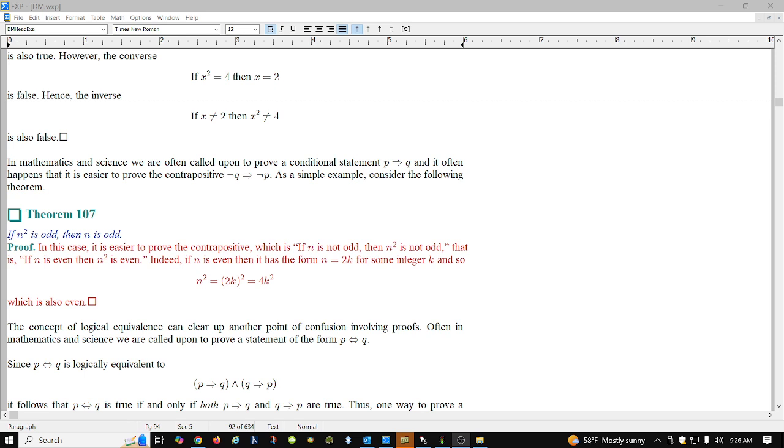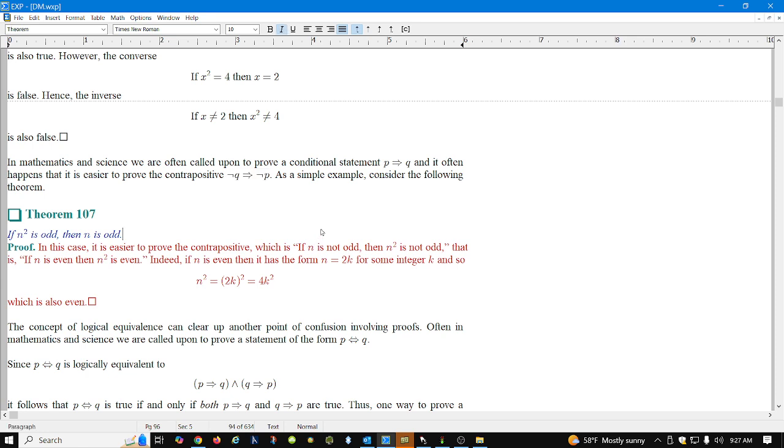One of the key uses for the logical equivalence between a conditional and its contrapositive is that quite often, when we're trying to prove a conditional statement, P implies Q, it's easier to prove its contrapositive. And that's just as good, because the two statements are logically equivalent. If one's true, so is the other.